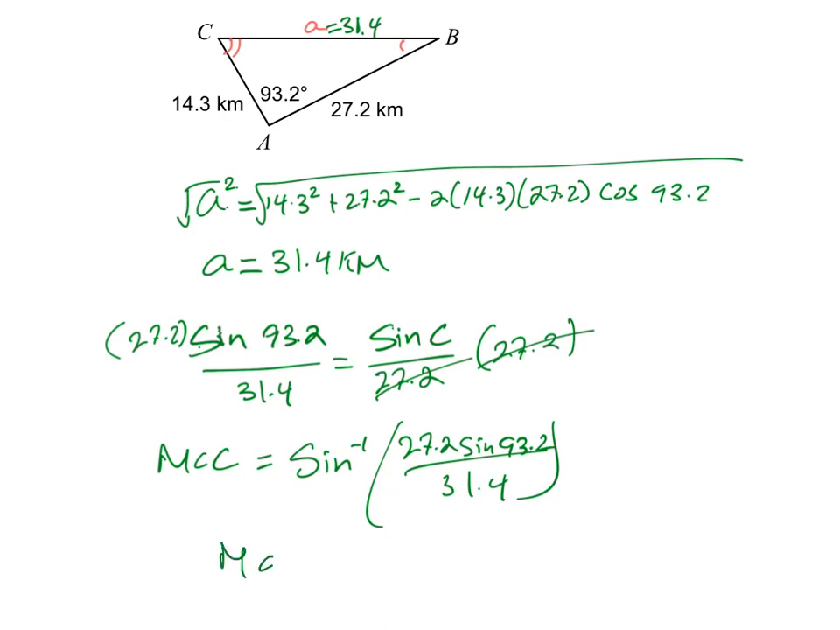So the measure of angle C equals 59.9 degrees, right? And again, angle B, we can find it by adding angle C plus A and subtracting it from 180. So the measure of angle B equals 26.9 degrees. And that's it for this lesson.